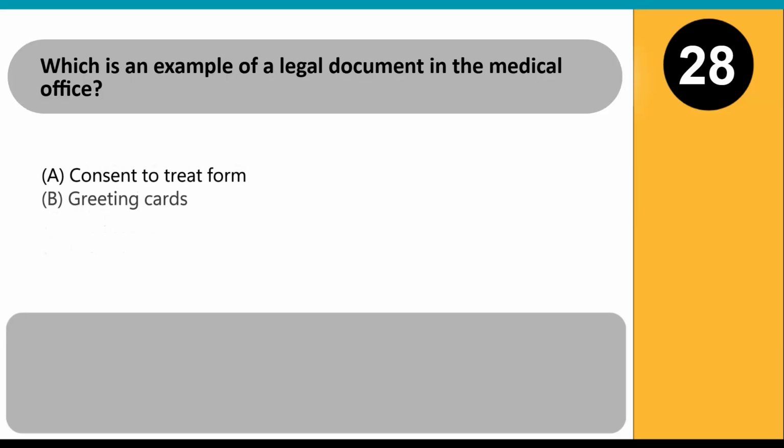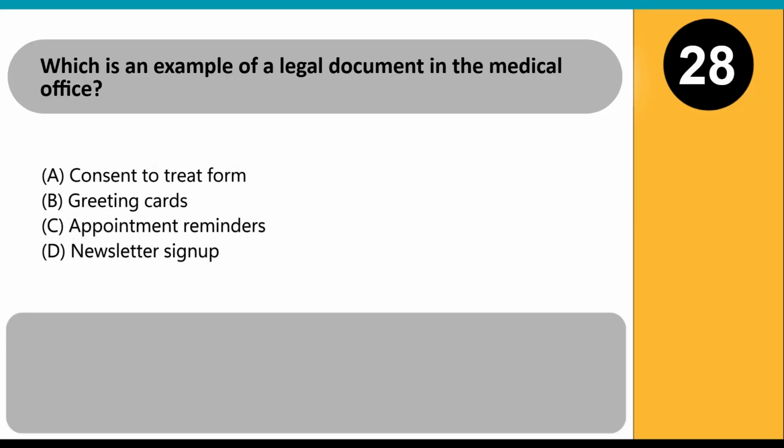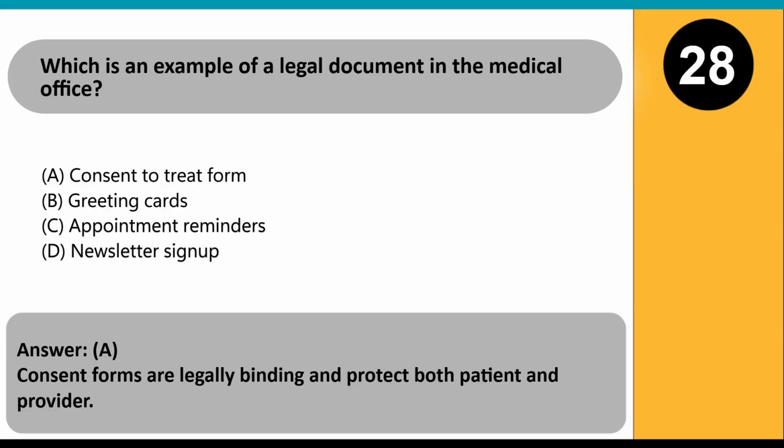Which is an example of a legal document in the medical office? A. Consent to treat form. B. Greeting cards. C. Appointment reminders. D. Newsletter sign-up. Answer A. Consent forms are legally binding and protect both patient and provider.